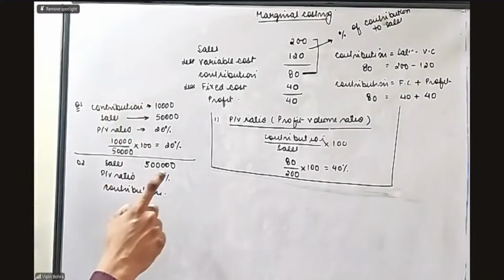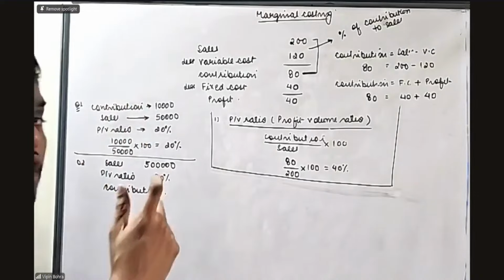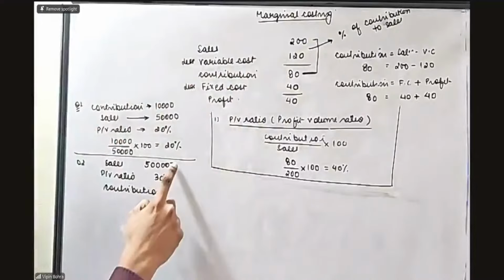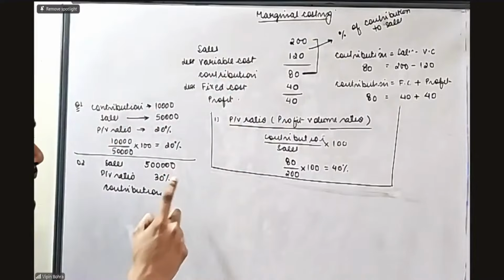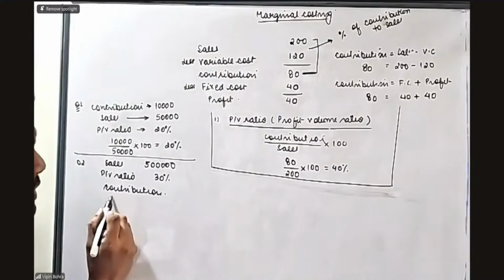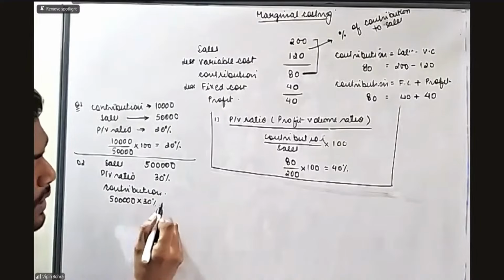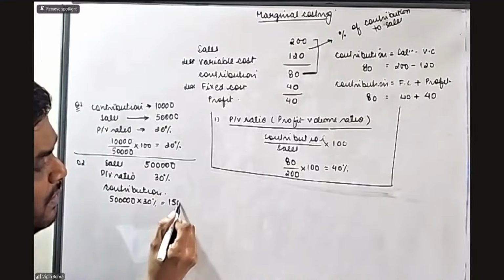So very simple. What is PV ratio? That is contribution sales का कितना percentage है? 30%. So what will be my contribution? 5 lakh into 30% will be my contribution. So this will be 1,50,000.